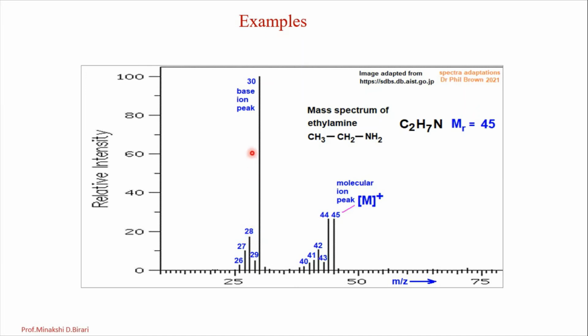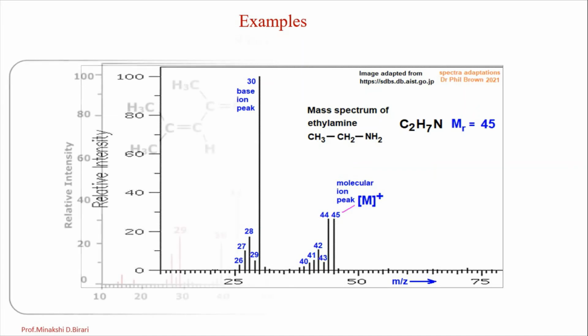So here the base peak is at 30, then this fragment at 28, this fragment at 26. So the M by Z values of the fragmented ions will be even numbers if the number of nitrogens in the original molecule and in the fragmented molecule is the same. So this is the mass spectrum of ethylamine. Let us see another example.